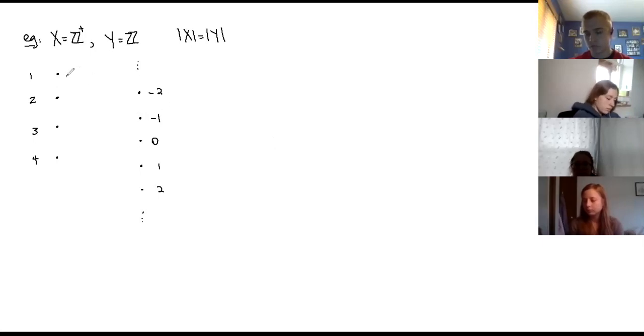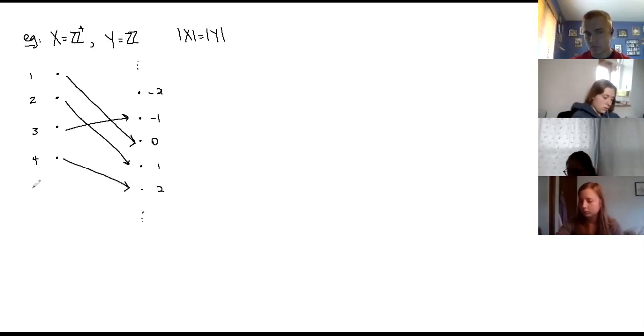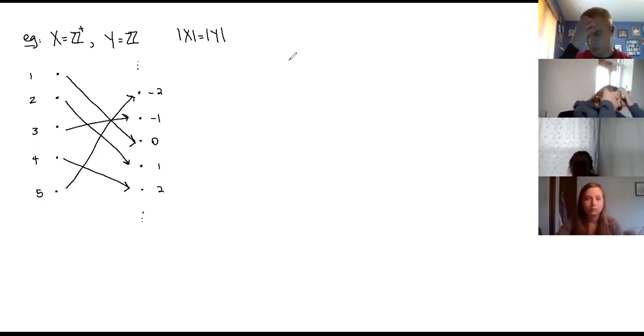So here's what we're gonna do. We are gonna kind of crisscross back and forth. 1 is going to get mapped to 0. 2 is going to get mapped to 1. And then 3 is going to get mapped to -1. 4 is going to get mapped to 2. And 5 is going to get mapped to -2. And then we could keep going. So we're going to be able to crisscross and kind of go in both directions simultaneously.